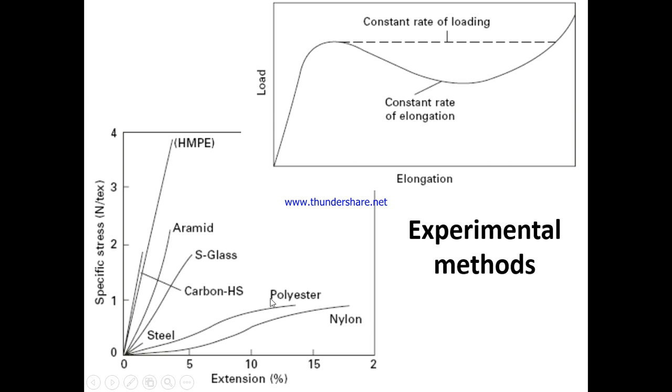Polyester and nylon are actually textile grade polymers. They are used for apparel application or garmenting purpose. That's why high mechanical strength is not required. But a sufficient extension is required for the textile grade fibers. So nylon and polyester fiber show more inclination towards the extension axis, whereas the high performance fibers, which have high modulus and stiffness, have their inclination towards the specific stress axis.